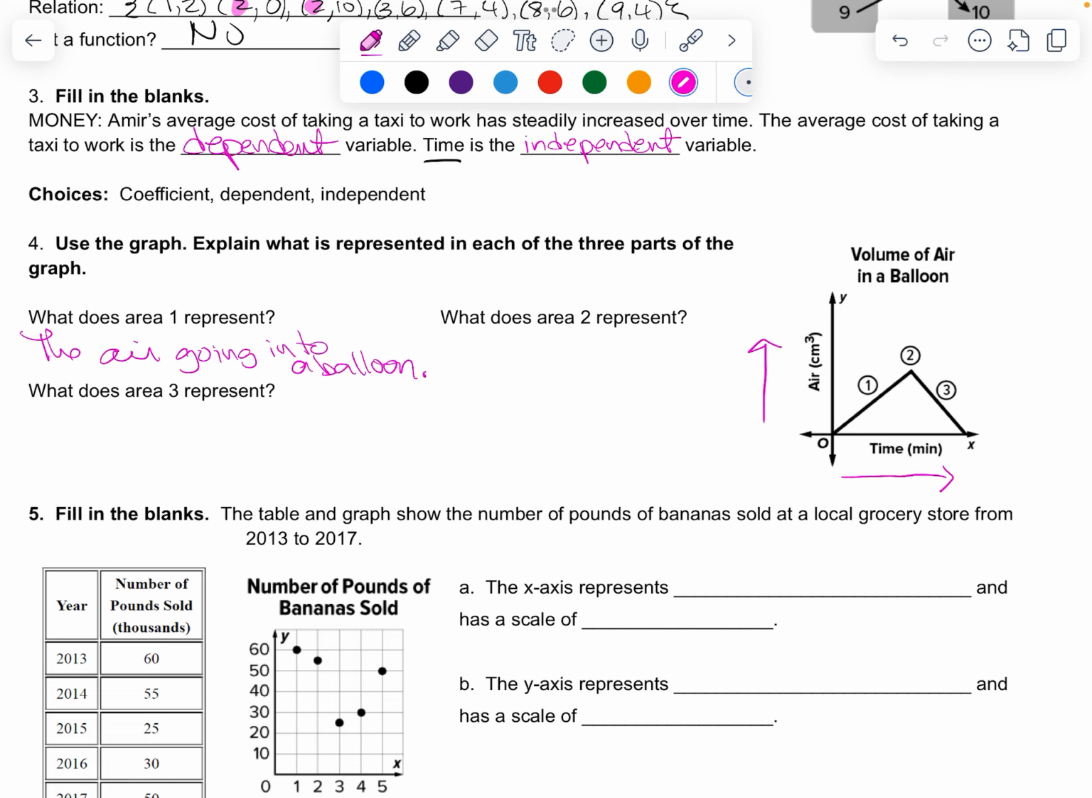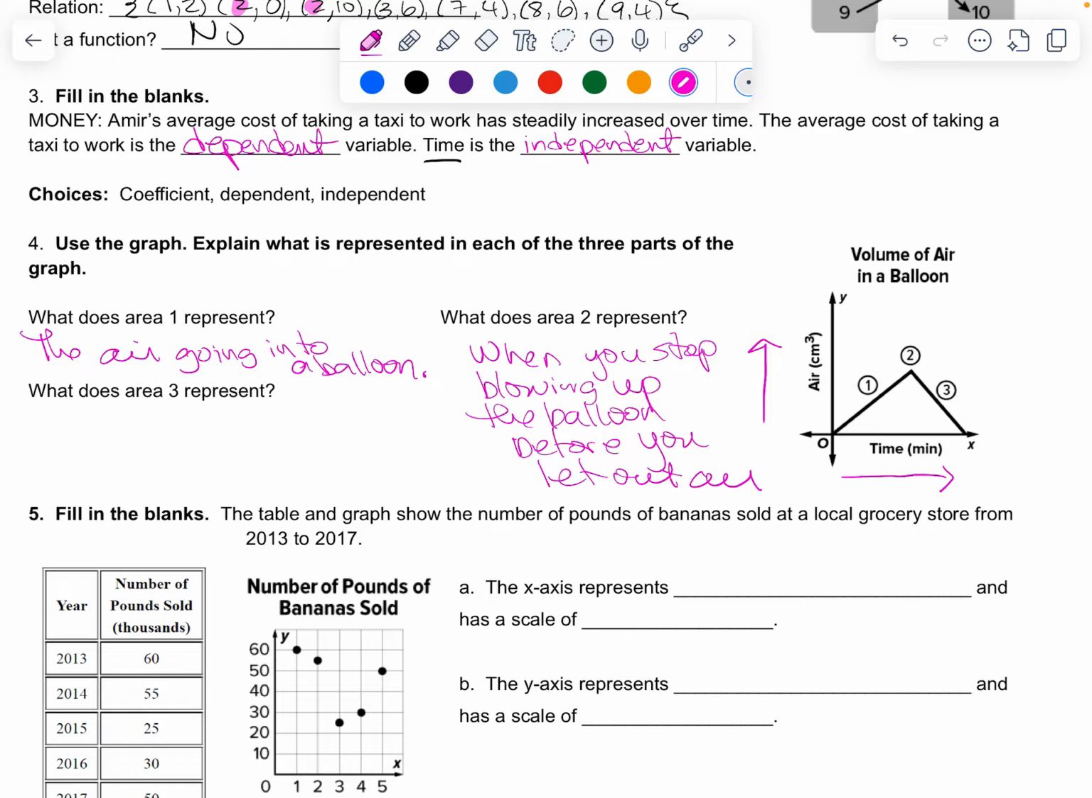What is part 2? When you stop blowing up the balloon before you let out air. Okay, and then what does 3 mean? Letting out the air.